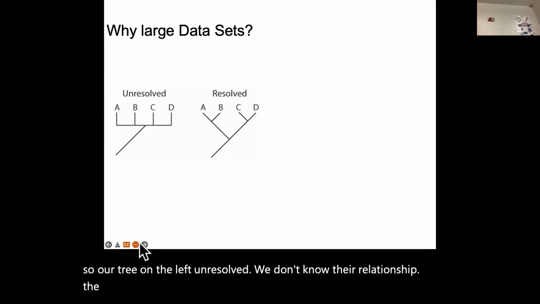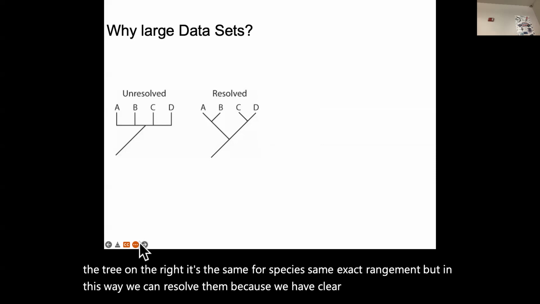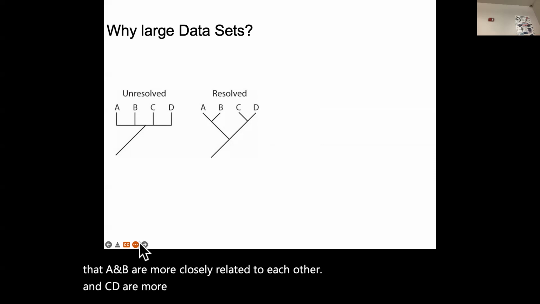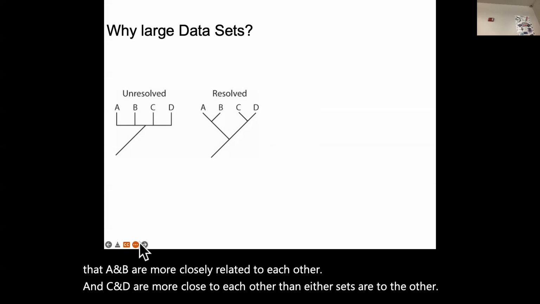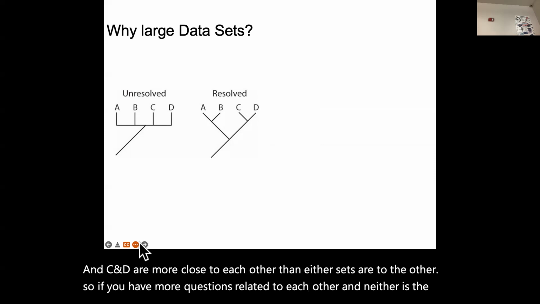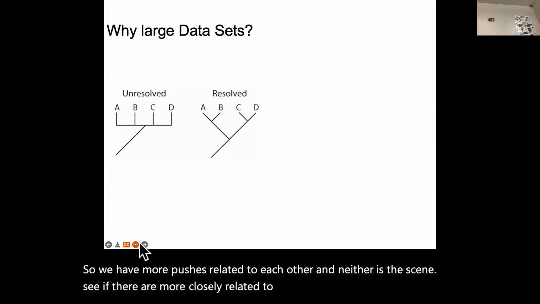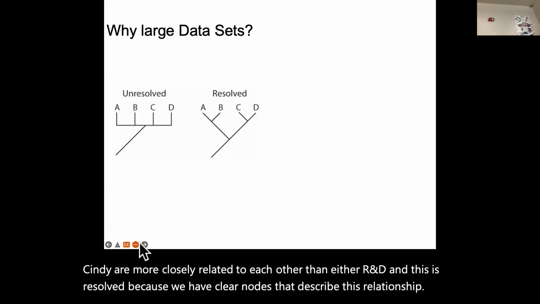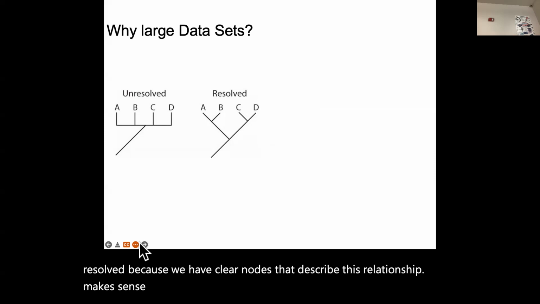The tree on the right is the same four species, same exact arrangement, but in this way, we can resolve them because we have clear nodes that say that A and B are more closely related to each other, and C and D are more closely related to each other than either set is to the other. This is resolved because we have clear nodes that describe this relationship. Make sense? So the issue with phylogenies is the number of alternative hypotheses.